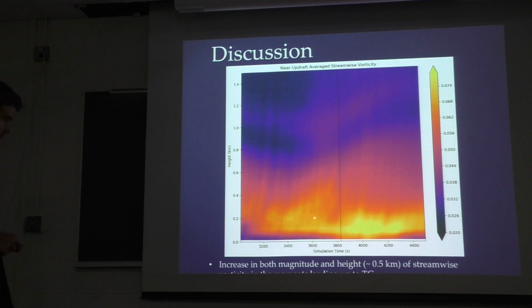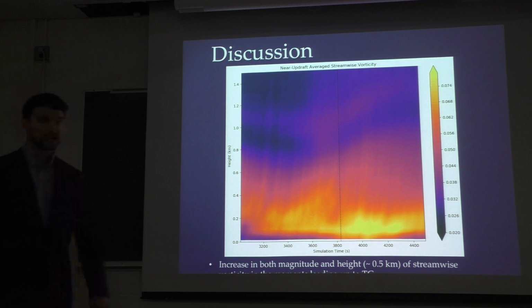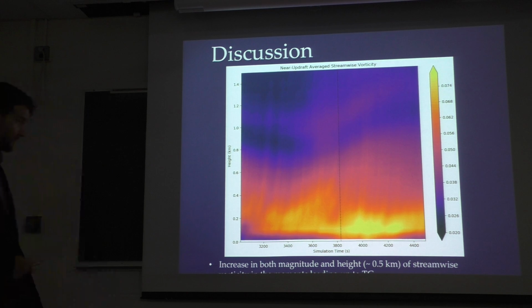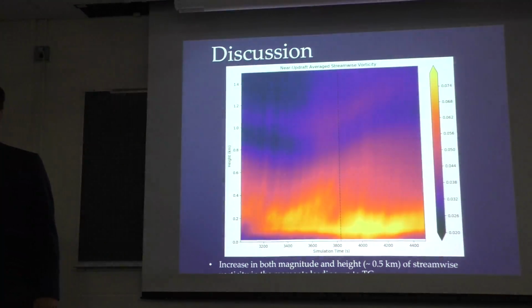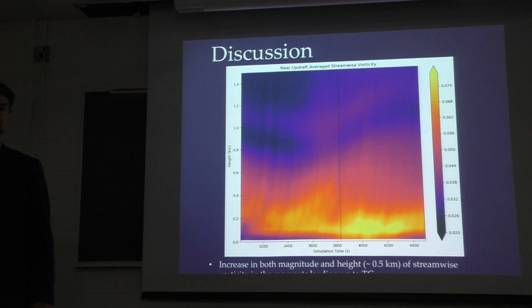This is about 0.4, so almost half a kilometer difference in the height of streamwise vorticity over that period of time, and that's 600 seconds. So it's a really rapid process that happens here. You get the SVC, and then you get lowering and strengthening of the updraft, increase of vorticity in magnitude and height, and boom, tornado. It's a really rapid process.